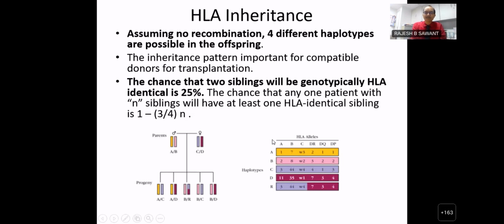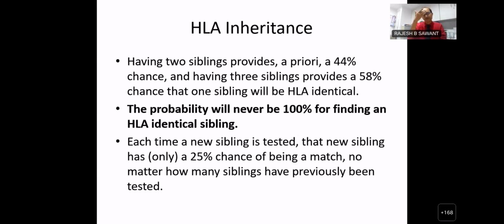So just to keep it simple, the chance that two siblings will be genetically HLA identical is 25%, right? And there's also a formula. The chance that any one patient with n number of siblings will have at least one HLA identical sibling is 1 minus (3/4)^n. Okay, so this is just a formula. You don't really have to remember it.